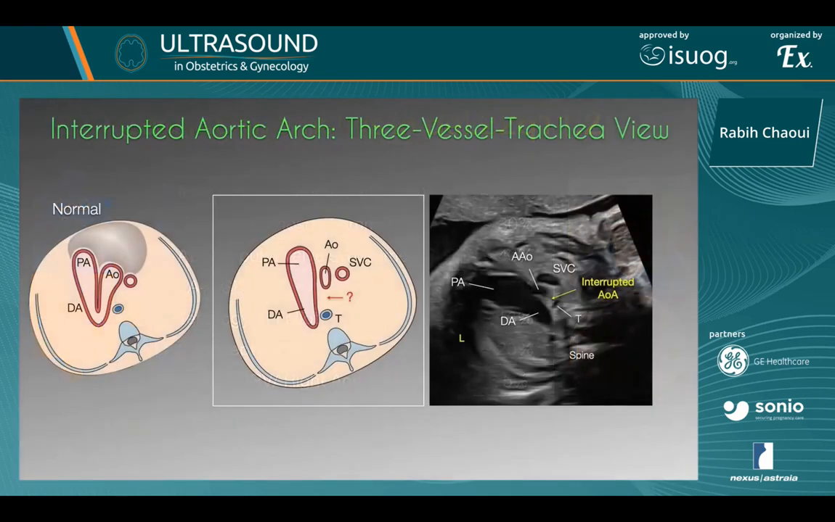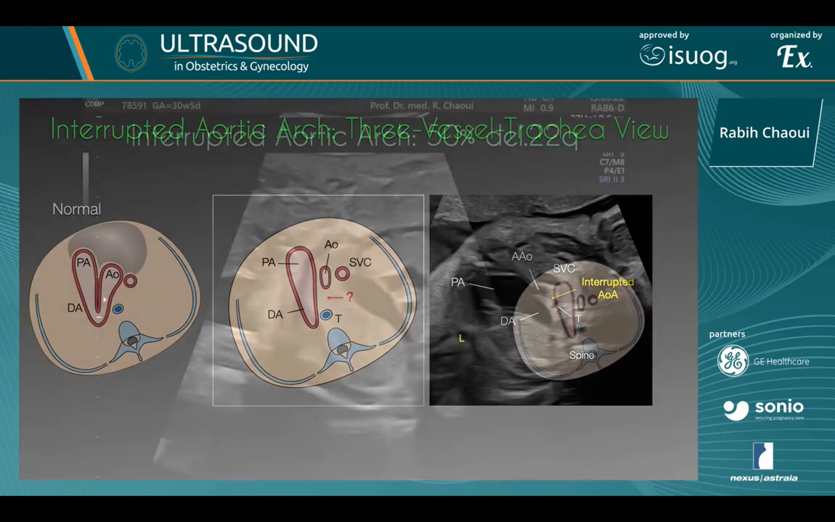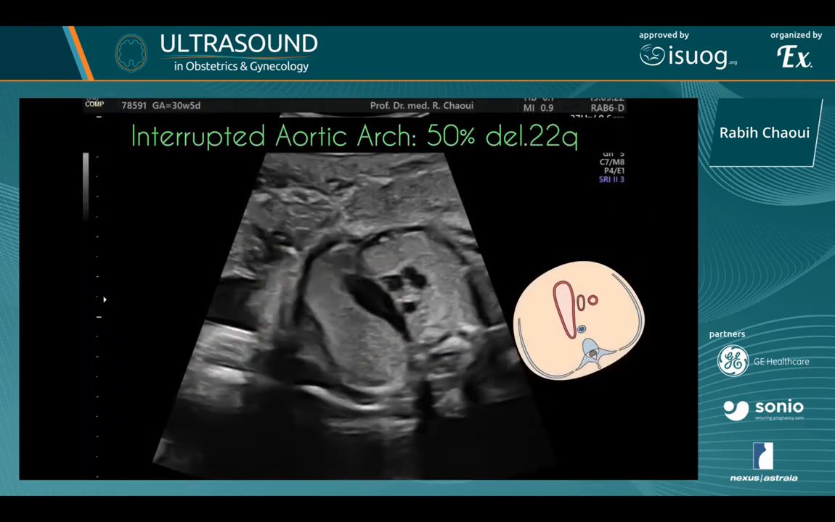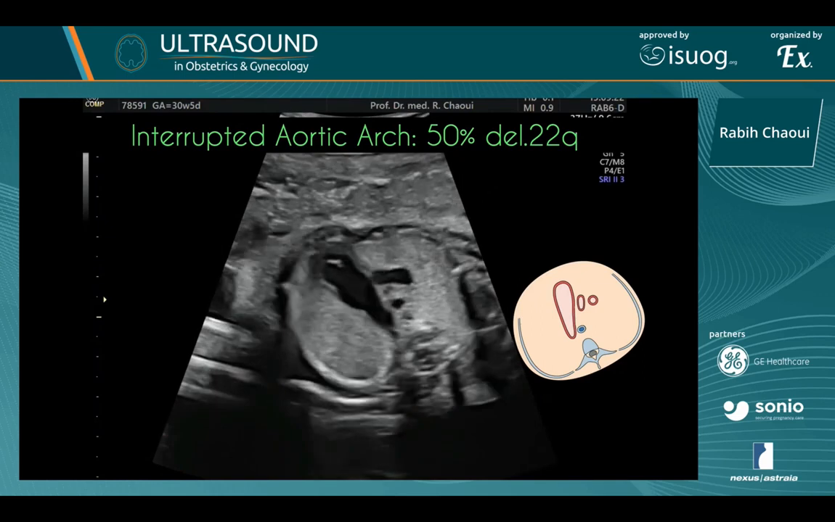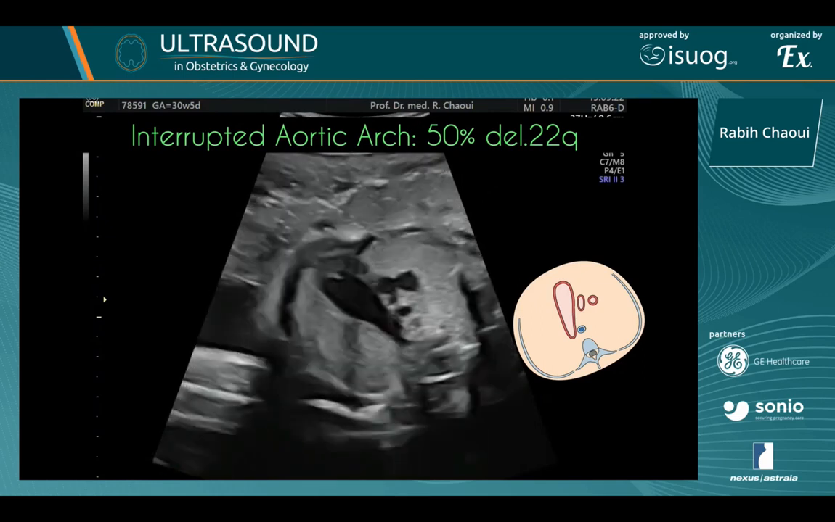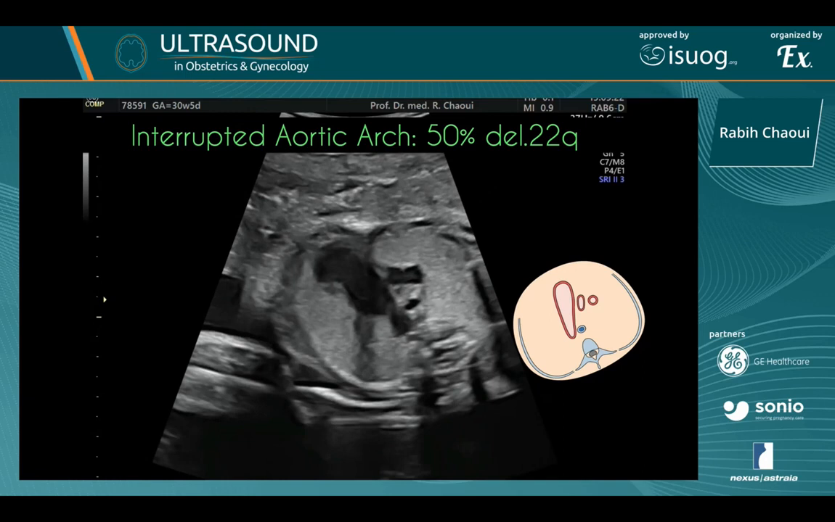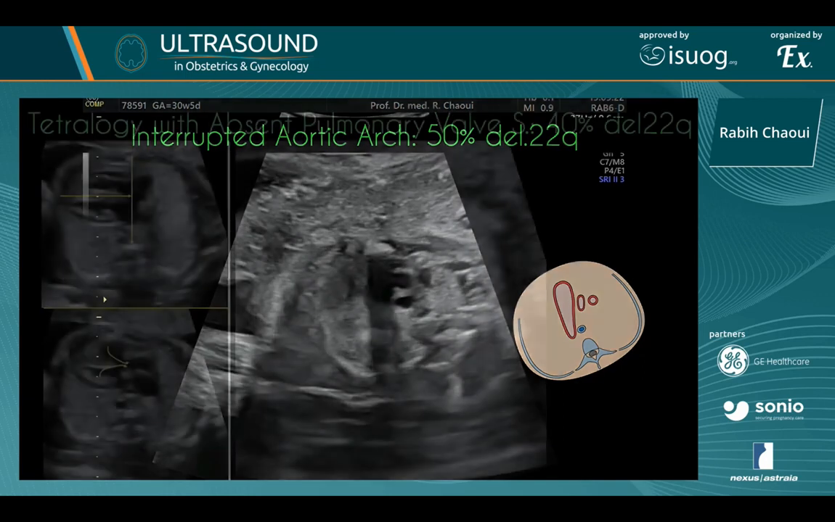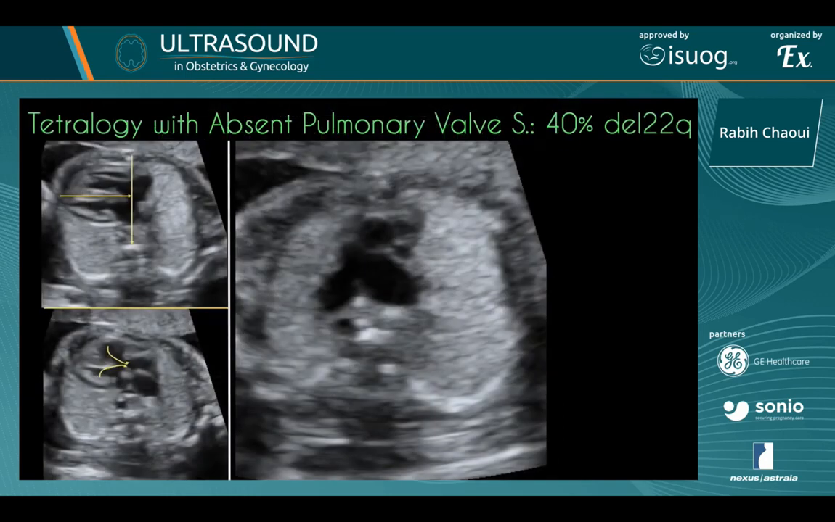This is an example of an interruption of the arch. Instead of having the typical V sign, you have an interruption. You don't see the continuity of the aortic arch, in addition to the dilation of the pulmonary artery. Please note that there is no thymus in this fetus. You see here on a video clip how it looks, and you see clearly a small thymus behind the sternum.